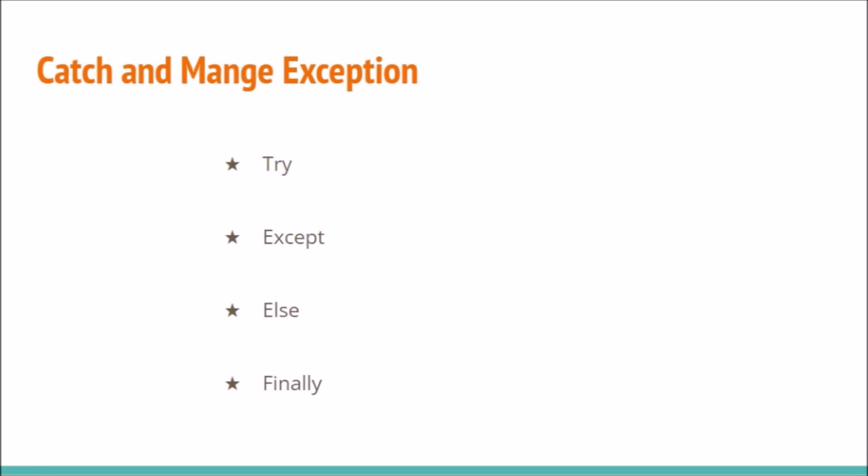Else block. The else block is optional and runs if no exception was raised in the try block. Finally block. The finally block is also optional and runs regardless of whether an exception occurred or not. It's typically used for cleanup actions. We'll see a Python program demonstrating exception handling.